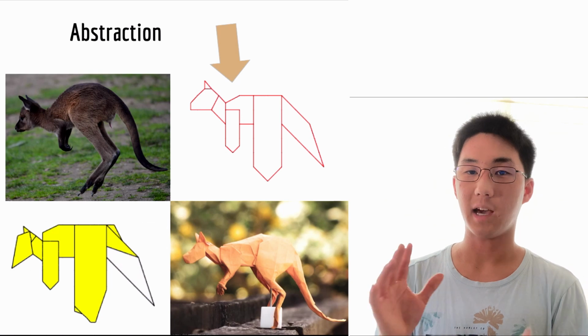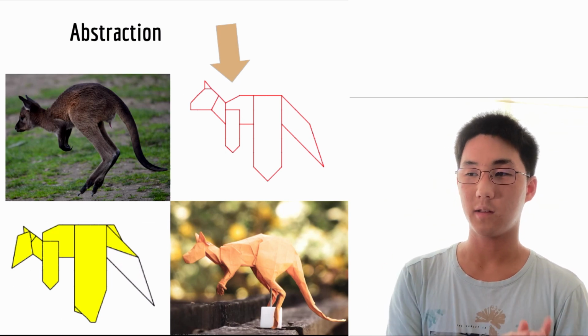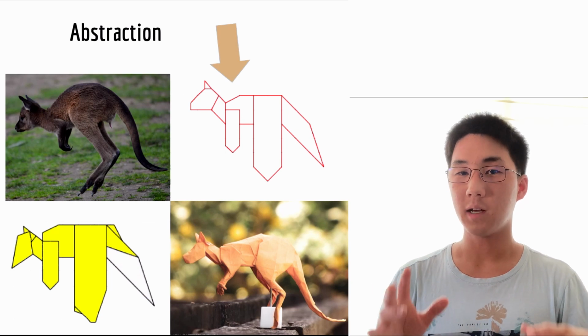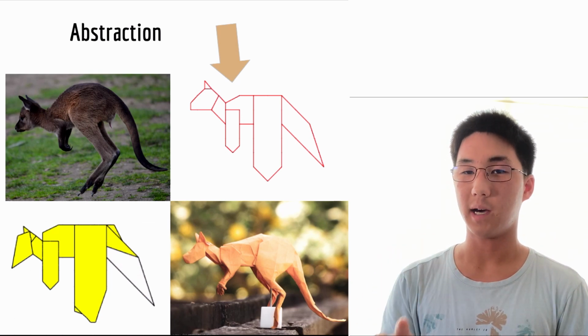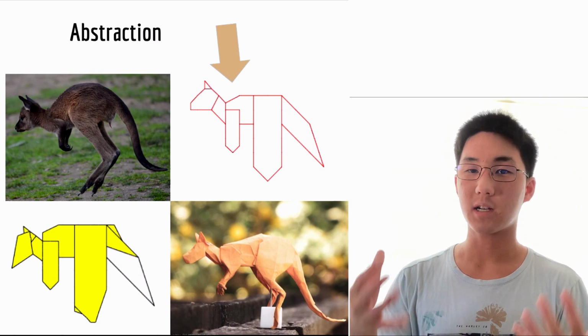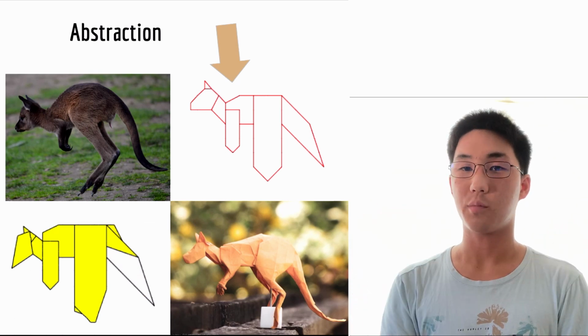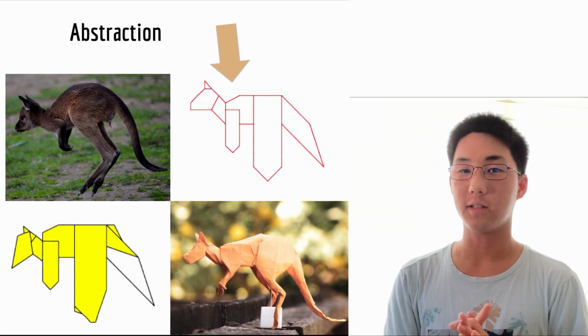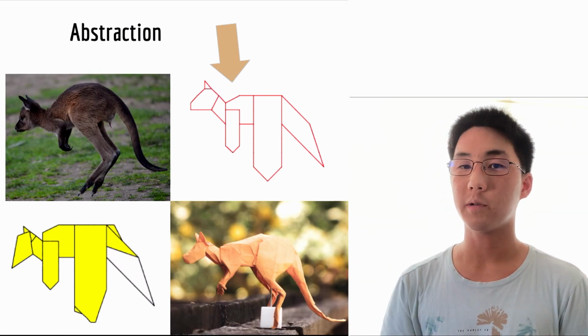So what do you notice about the abstraction compared to the folded model? They look kind of similar, right? Not identical, but basically your goal is to make the crease pattern look like your abstraction. So your abstraction is kind of like a starting point, a way for you to organize what your crease pattern needs to look like. So how do you come up with the abstraction?